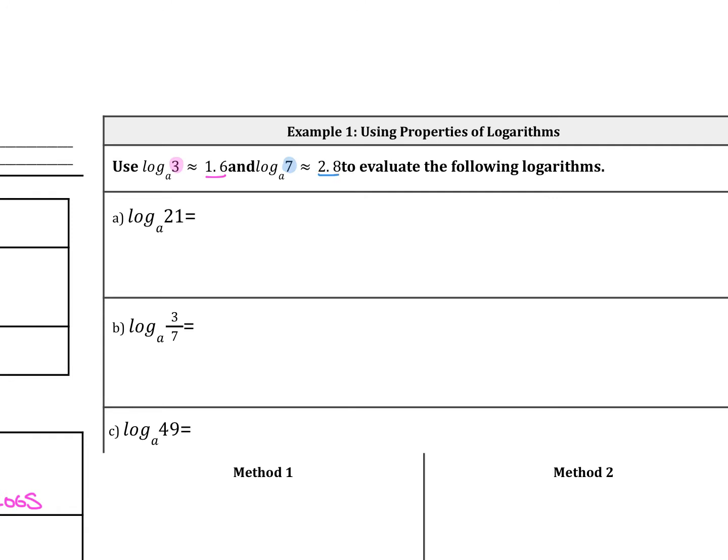That's important because what that 3 and 7 is going to help us with is helping us to find log base a of 21. So what we can do is we're going to use the 3 and 7 to make 21 and also 3 over 7 here. And then also our 49. We can only use 3 and 7.